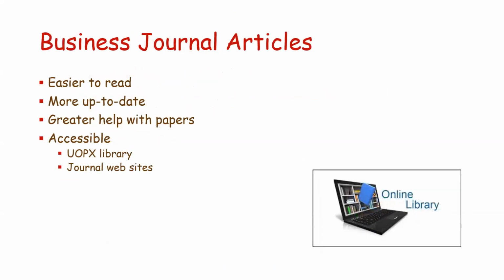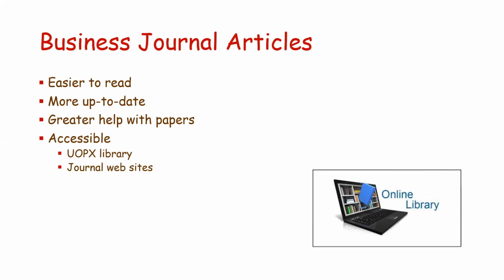Business journal articles are easier to read, they're more up to date, they provide you greater help with papers, and they're accessible through the UOP library. They're also available through the journal website, for instance, Fortune or Forbes. Let me say Forbes is not a good one because they sometimes make you have a subscription to see it. But journal article websites are good too.